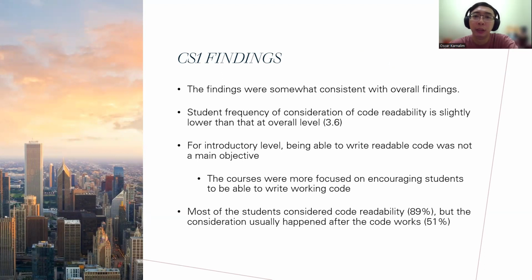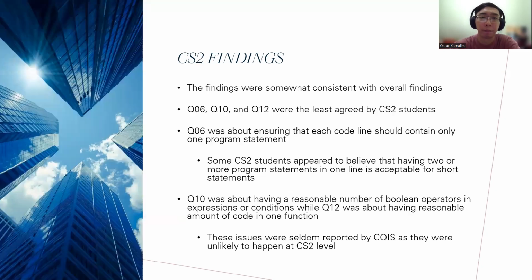Now we move to programming level findings, CS1 findings. The findings were somewhat consistent with overall findings, but student frequency of consideration of code readability is slightly lower. Why? Because for introductory level, being able to write readable code was not the main objective. The courses were more focused on encouraging students to be able to write working code, not readable code. Most of the students considered code readability, but the consideration usually happened after the code works.